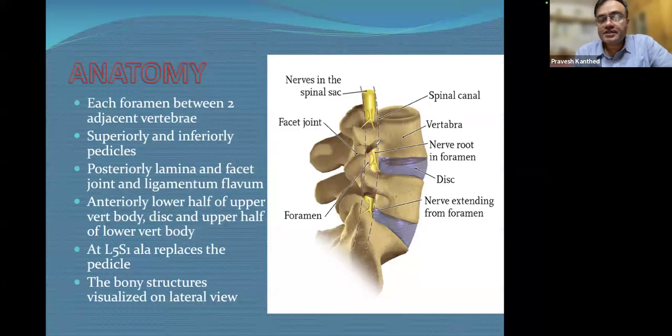You can see here, this is the foramen, bounded superiorly by the pedicle. Suppose this is L4 and this is L5: superiorly by the L4 pedicle and inferiorly by the L5 pedicle. Posteriorly, this is the lamina and the facet joint, and obviously the LF, that is the ligamentum flavum. Anteriorly, the lower half of the upper vertebral body, the disc, and the upper half of the lower vertebral body. At the L5-S1 level, the ala will replace the pedicle. These bony structures are visualized on a lateral view.